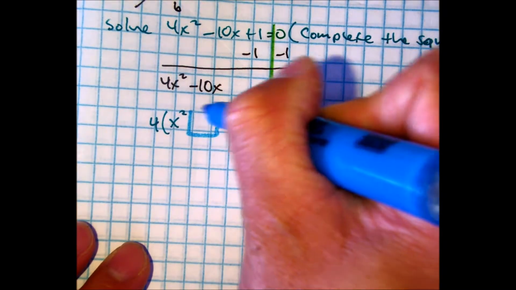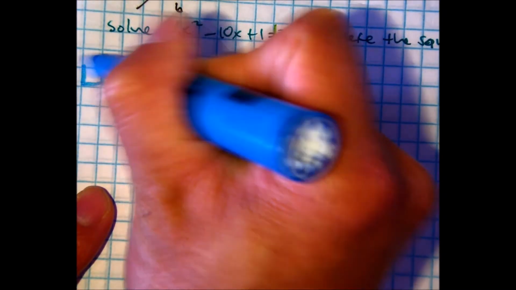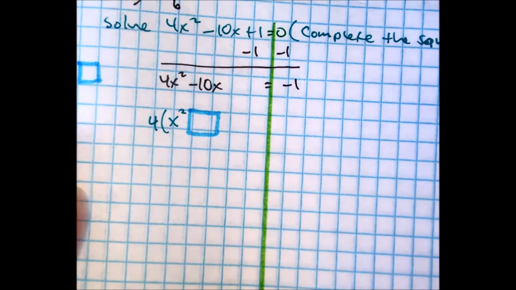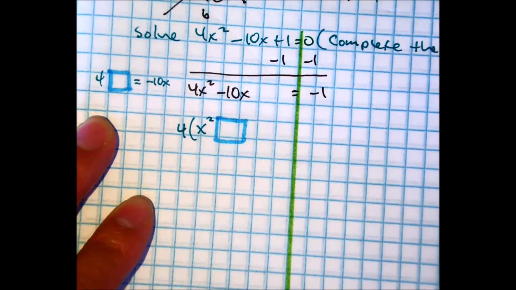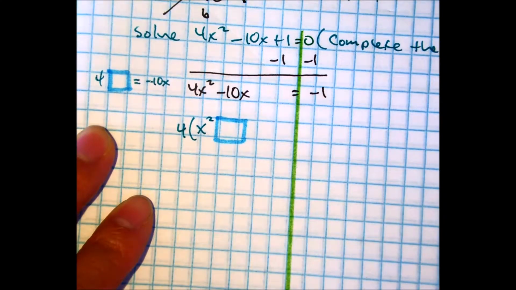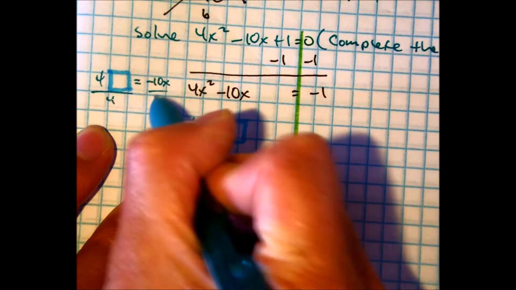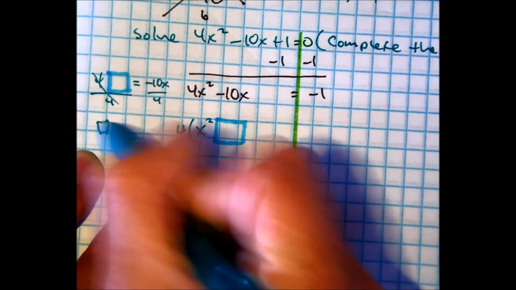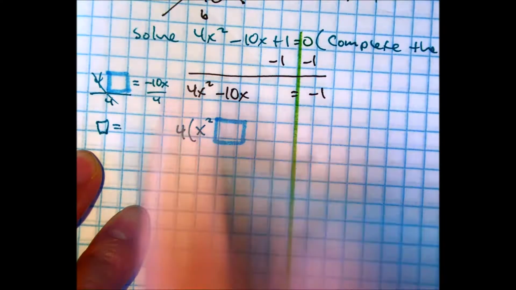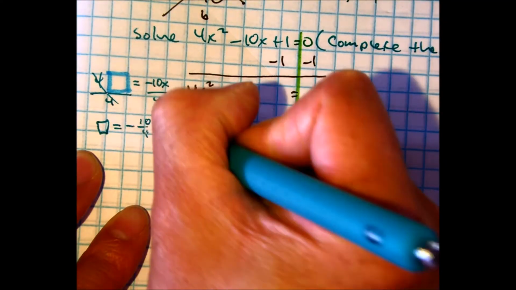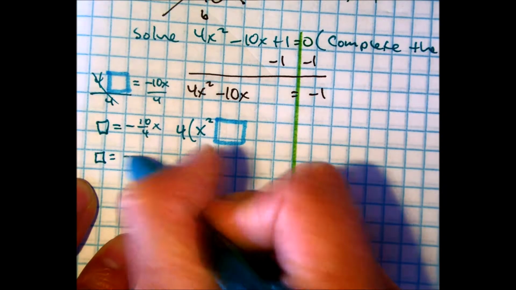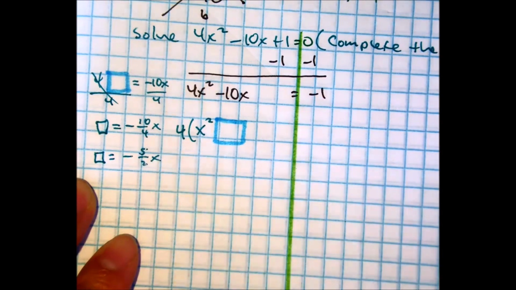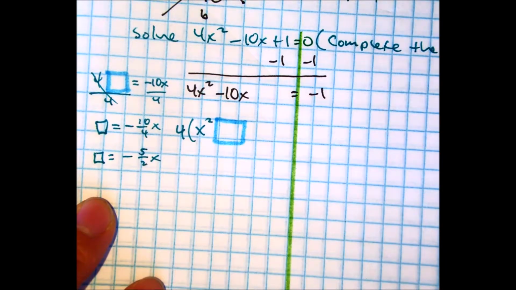If you need to, you can do a side problem. Four times the box equals negative 10x. What does the box equal? Divide by 4 on both sides. The box is equal to what? Negative 10 over 4, x. Or if you reduce that, the box is equal to negative 5 over 2 x. Raise your hand if you got that.